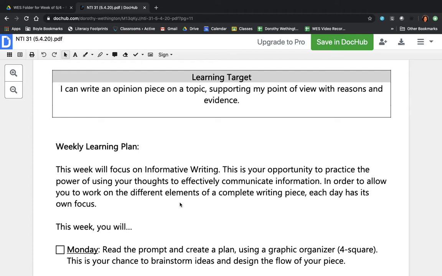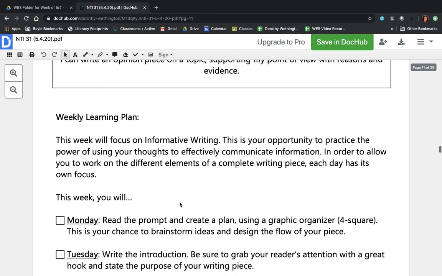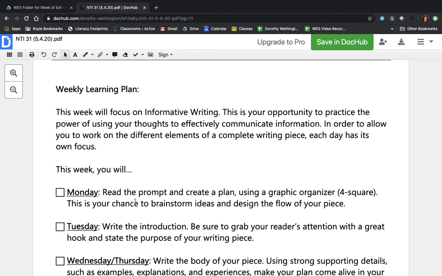In order to allow you to work on the different elements of a complete writing piece, each day has its own focus. This week you will, this is Monday, read the prompt and create a plan using a graphic organizer, Foursquare. This is your chance to brainstorm ideas and design the flow of your piece.